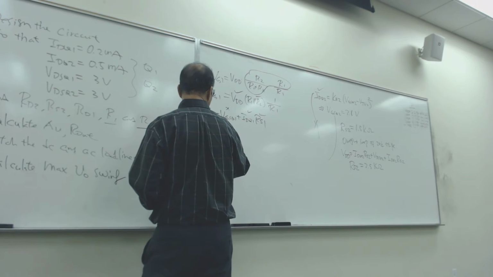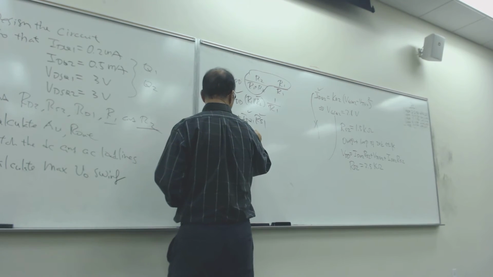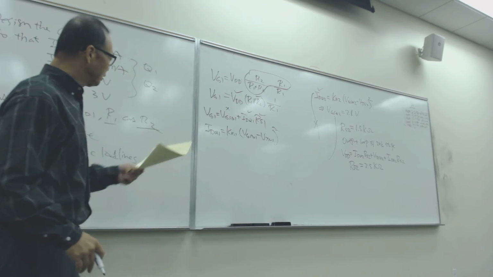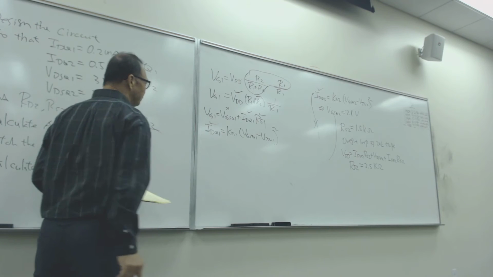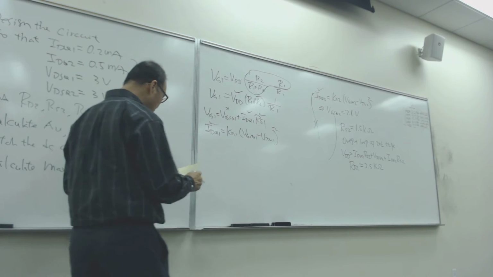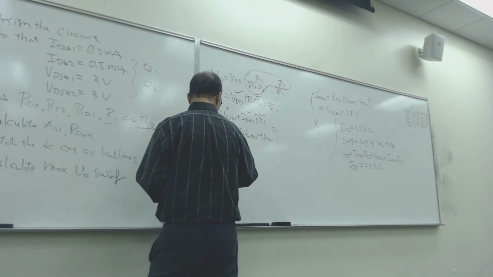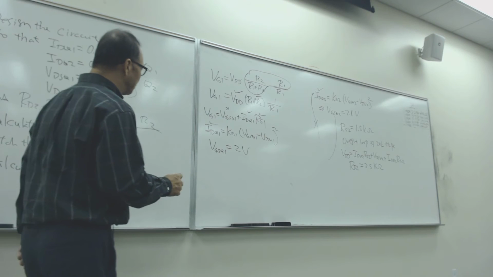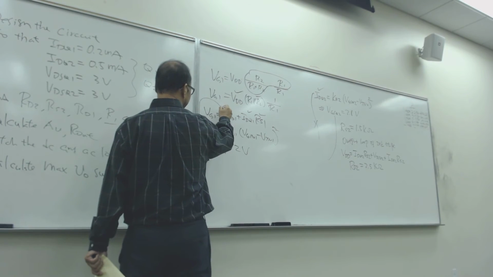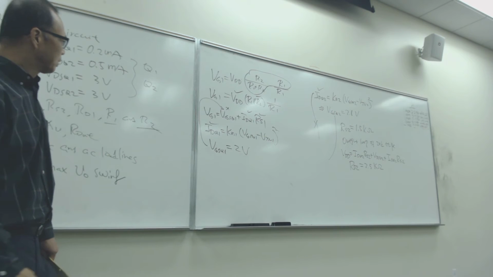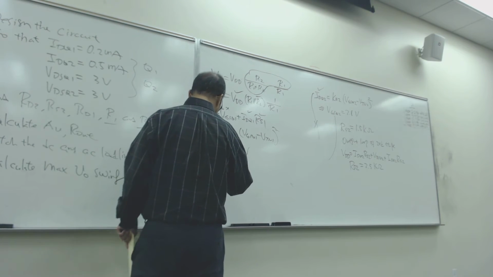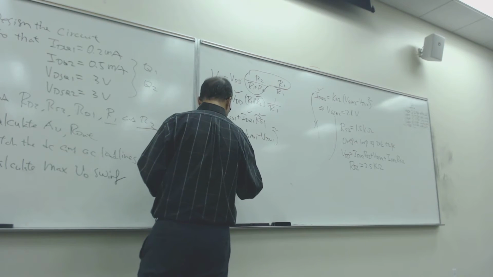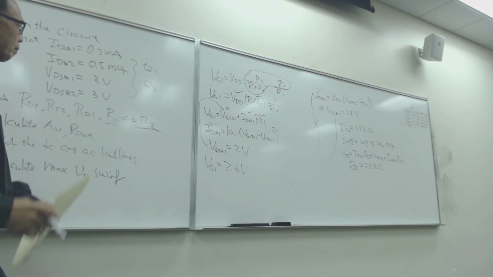Because IDQ1 equals KN1 times (VGSQ1 minus VTN1) squared, right? So from this equation, because this is known, I can find out what VGSQ1 is. VGSQ1 is equal to 2 volts. Okay, so now if you put this in here, you can find out what VG1 is. So VG1 is equal to 2.6 volts.